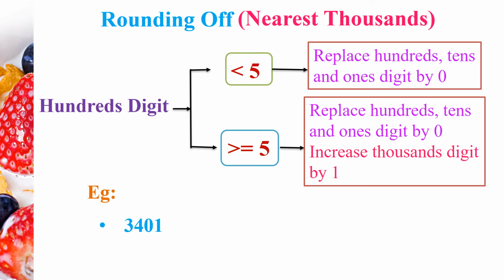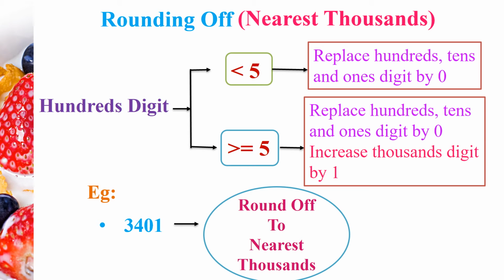For example, take 3401. Now we are going to round off to the nearest thousand. Take the hundreds digit, that is 4. Compare with 5. So 4 is less than 5. Replace the hundreds, tens and ones digits by 0. So we'll get 3000.